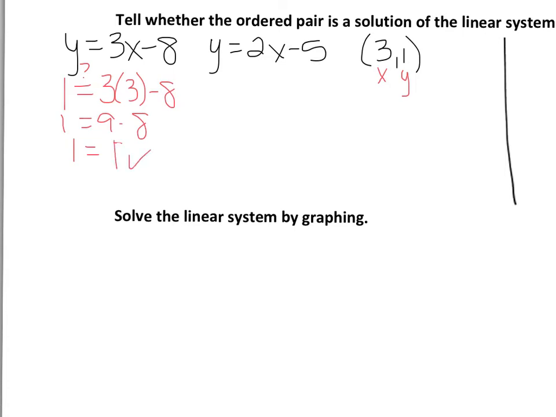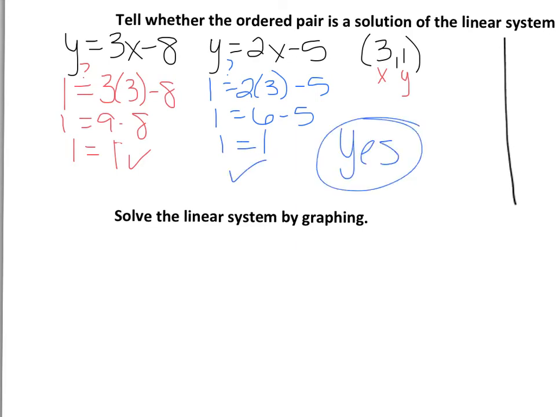It checks out. Now, great if it works for one, but it's not a solution to the system unless it works for both. So I also have to check the second equation here. If I plug 1 in for y, 3 in for x, and I'm checking, are these equivalent? And it turns out that they are. If it checks out for both of them, then yes, it is a solution.